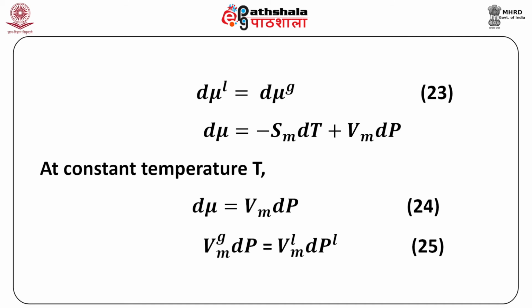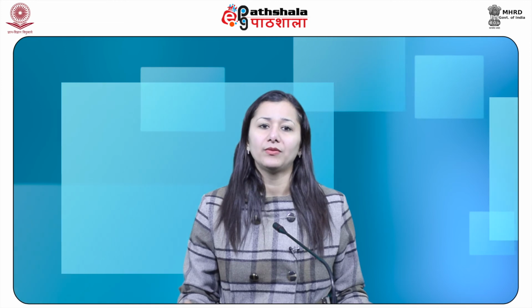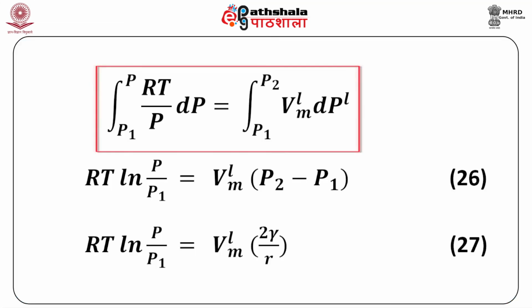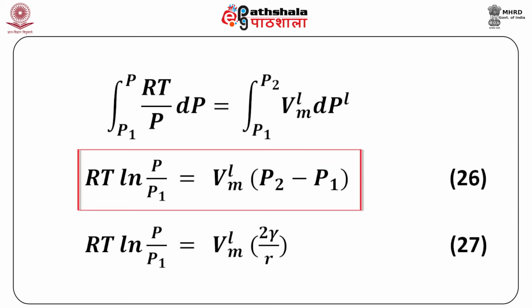Using equations 23 and 24, we get Vmg dP equals Vml dPl, as our equation 25, where P is the vapor pressure of the vapor. If the vapor is assumed to be ideal, integrating equation 25, we get integral from P1 to P of RT by P dP equals integral from P1 to P2 of Vml dPl. If Vml is assumed to be constant, then the above equation can be written as RT ln P by P1 equals Vml into (P2 minus P1), as our equation 26.